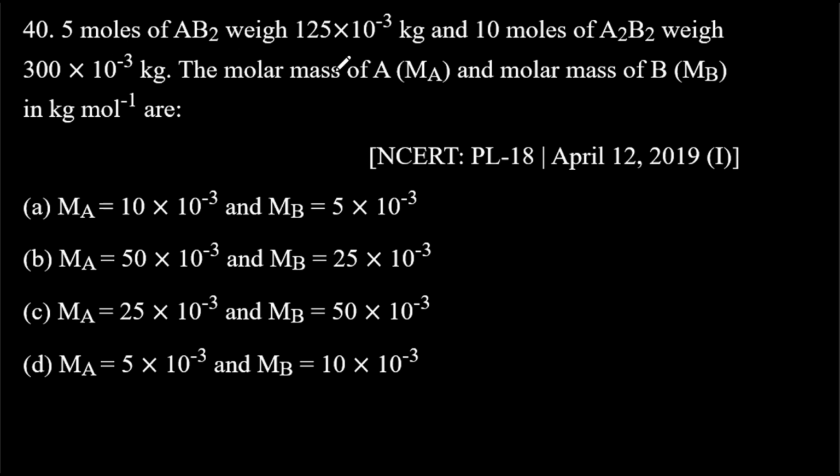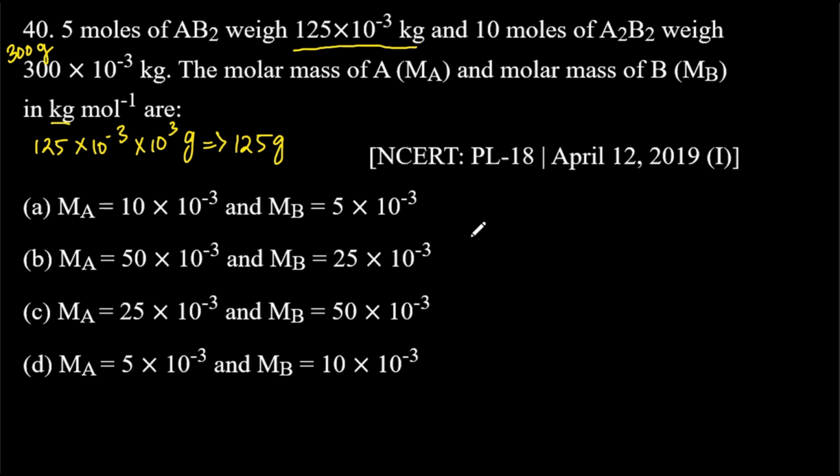5 moles of AB2 weigh 125 into 10 power minus 3 kilogram. When you convert into gram, 125 into 10 power minus 3 into 10 power 3 gram, the powers get cancelled, which is nothing but 125 gram. And 10 moles of A2B2 weigh 300 into 10 power minus 3 kilogram, which is nothing but 300 gram. The question asks for the molar mass of A and molar mass of B in kilogram per mole.